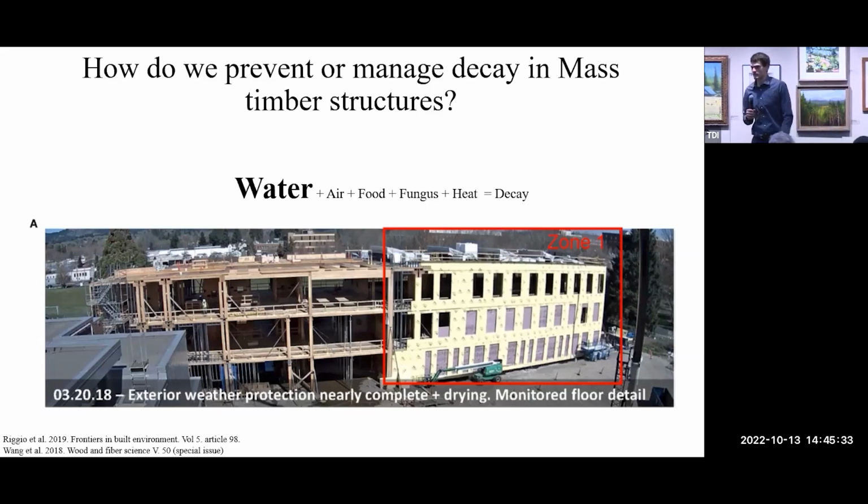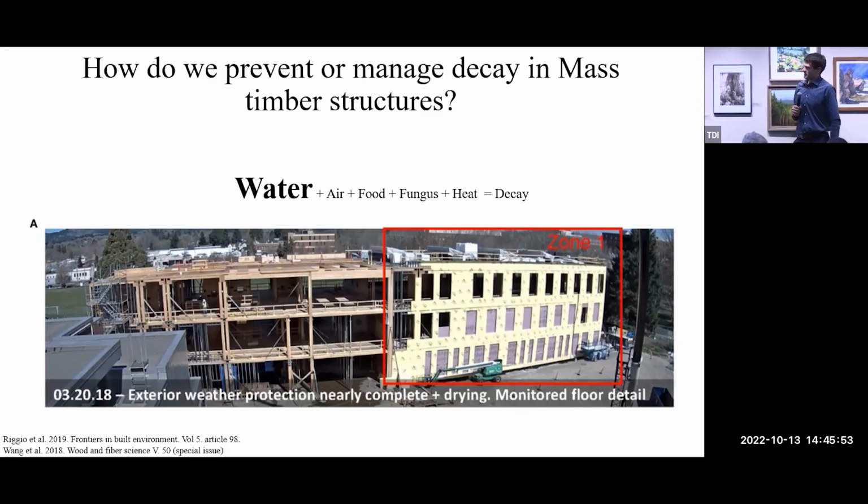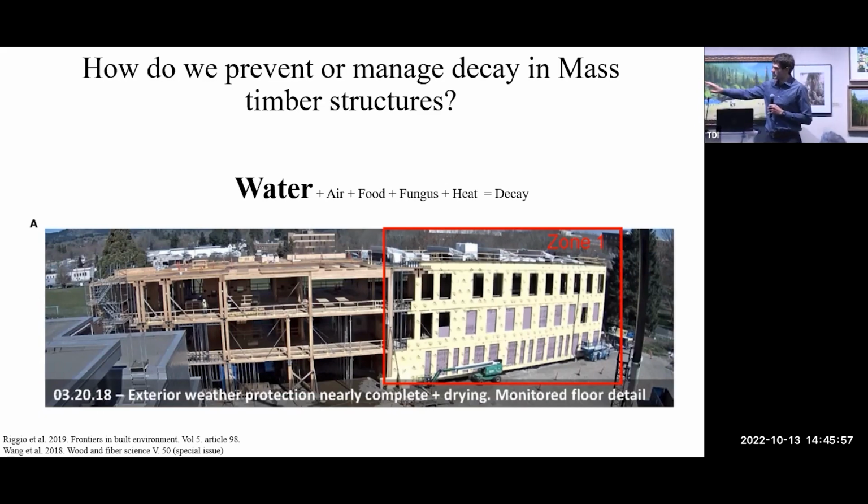All of those components except for water are going to be there in a building environment, because we also like a lot of the same things that the fungi like, except for being underwater. We're not going to have our buildings underwater, so that's one of the things we can exclude here. So again, building envelope, moisture exclusion, making sure the structural elements are dry is really the main line of defense for protecting these structures from decay.